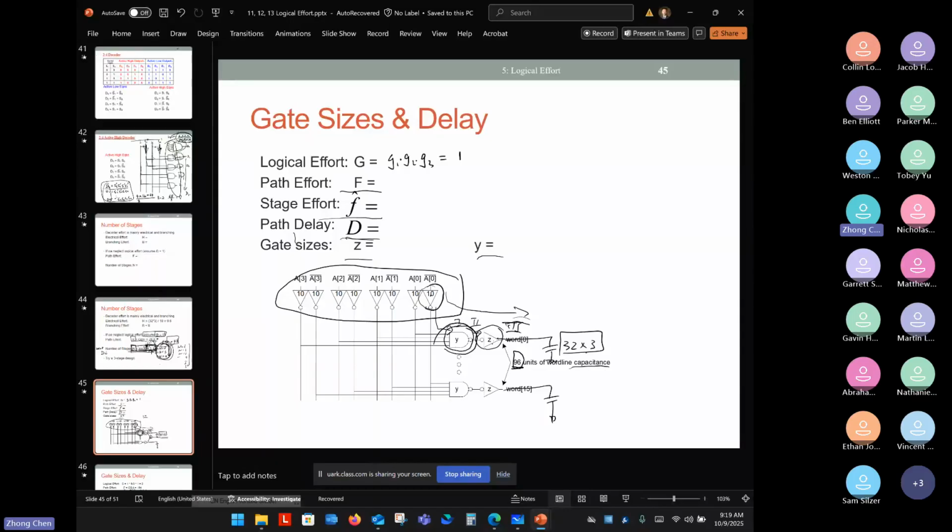A 4-input NAND gate. So first consider, for NAND gates, how many PMOS and how many NMOS there are for this case. For a 4-input NAND gate, how many PMOS? Can somebody type in the chat? Tell me.